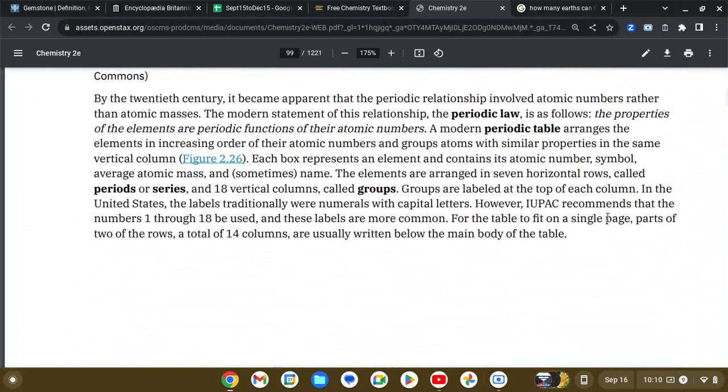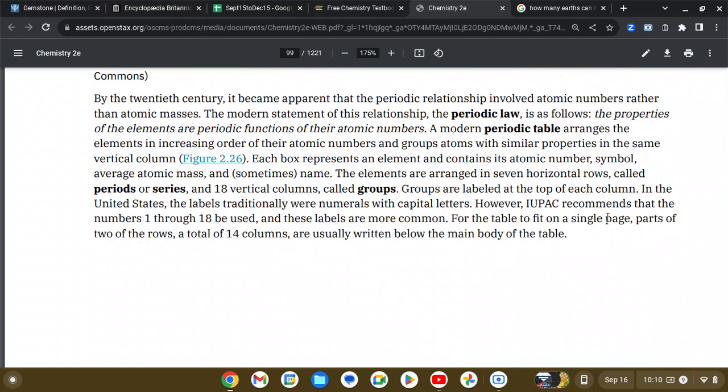By the 20th century, it became apparent that the periodic relationship involved atomic numbers rather than atomic masses. The modern statement of this relationship, the periodic law, is as follows. The properties of the elements are periodic functions of their atomic numbers. A modern periodic table arranges the elements in increasing order of their atomic numbers and groups atoms with similar properties in the same vertical column.